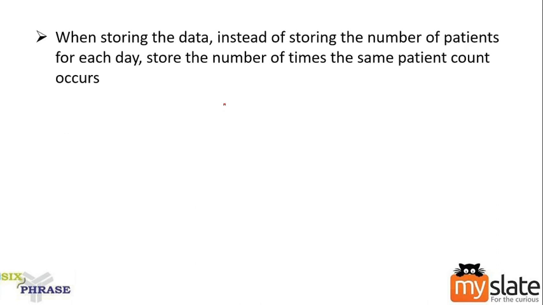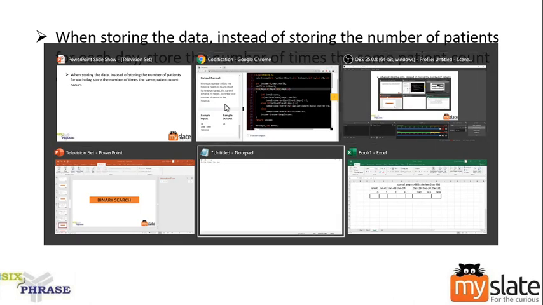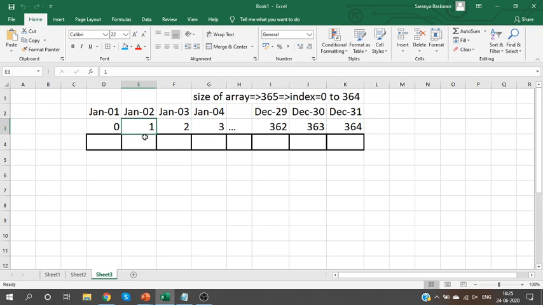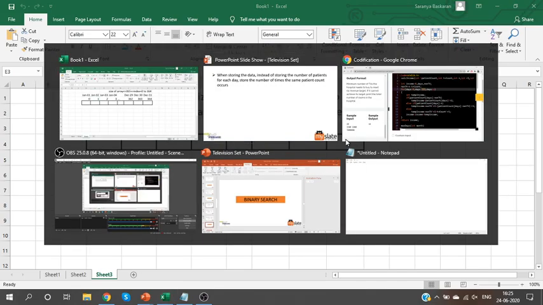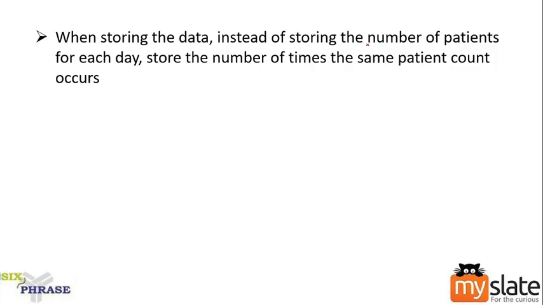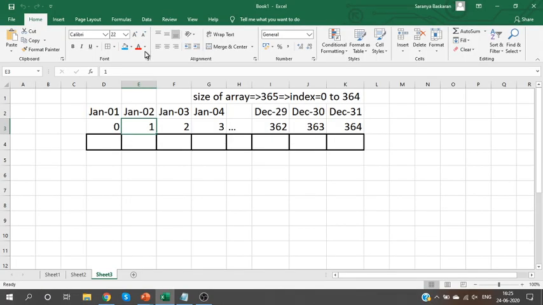Okay. So what have we done here? We are storing Jan 1, Jan 2, Jan 3, Jan 4 like that. For 365 days, we have stored separately. When storing the data, currently we are storing how many patients will come on each day.